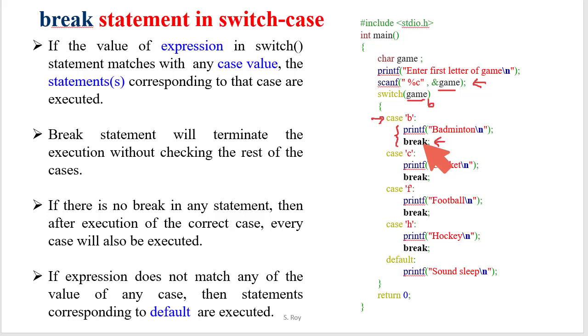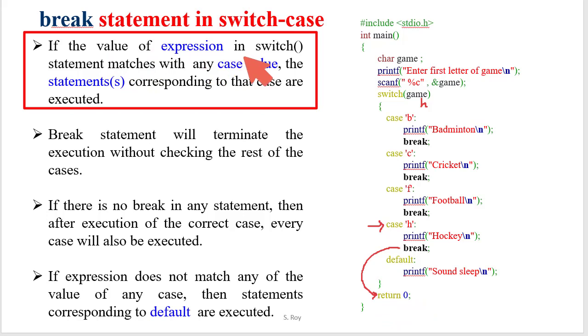After getting badminton as the output, the next instruction is break. So this break statement will be executed and the execution will come out from the switch block. This is the end of the switch block, so execution will come out to here. The rest of the part will not be executed. If we put the value from the keyboard, say H, this will match with this case and hockey will be printed. After execution of this break statement, it will come out from the switch block.